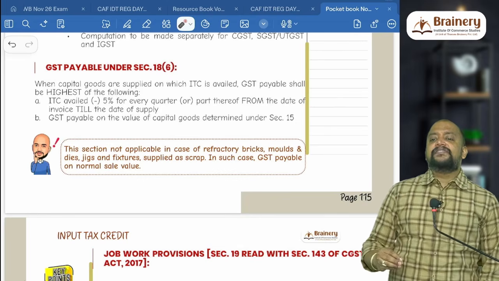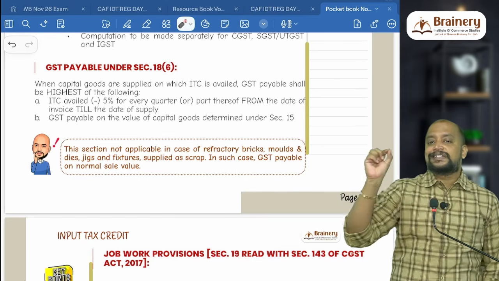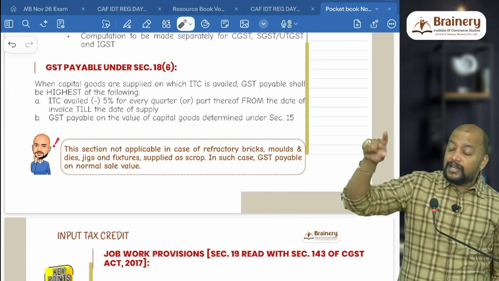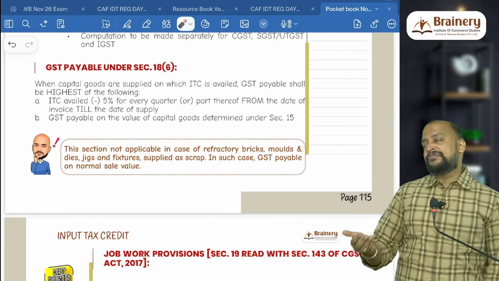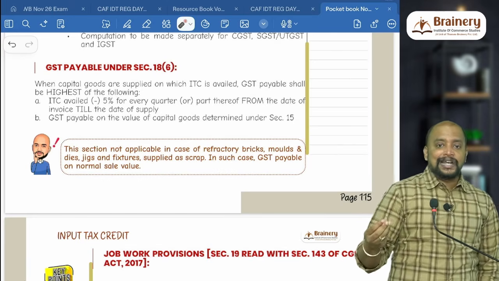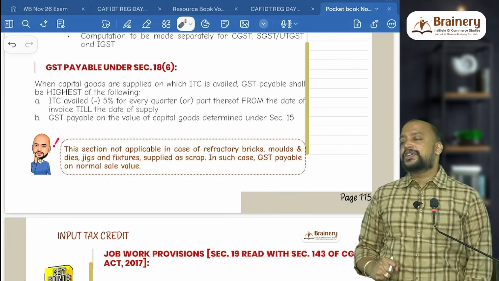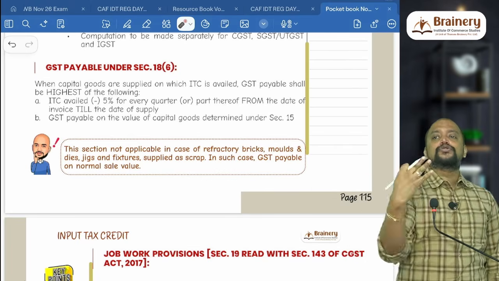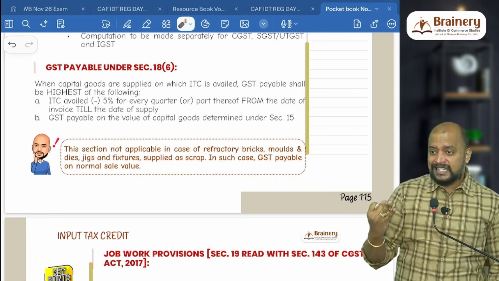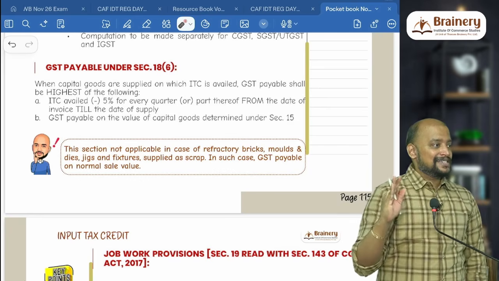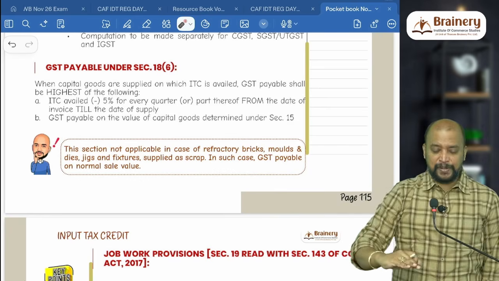A is ITC availed minus 5% for every quarter or part thereof from the date of purchase till the date of disposal, or B is GST on sale value. That value you can determine either under section 15 or under rule 30 or rule 31. So whichever is higher should be taken. But this section is not applicable in case of three goods sold as scrap: refractory bricks, molds and dies, jigs and fixtures sold as scrap. We will just pay GST on sale value even though these are capital goods.